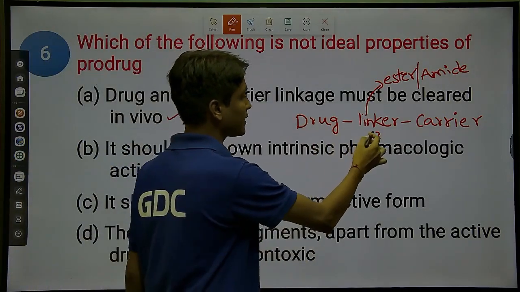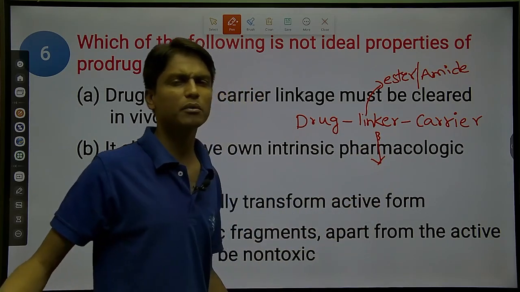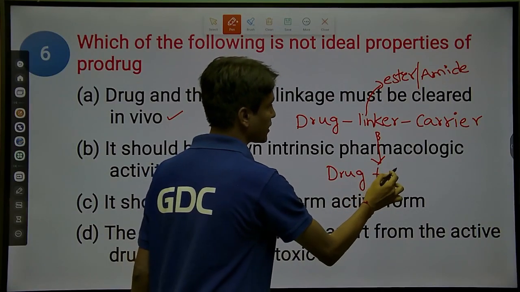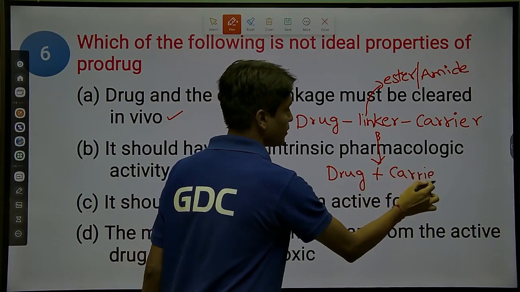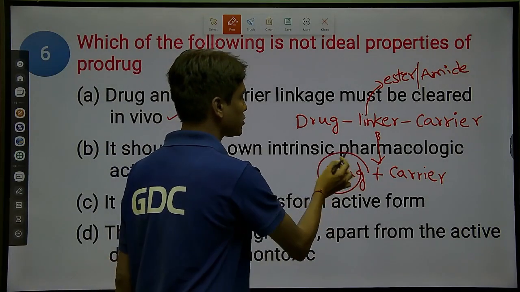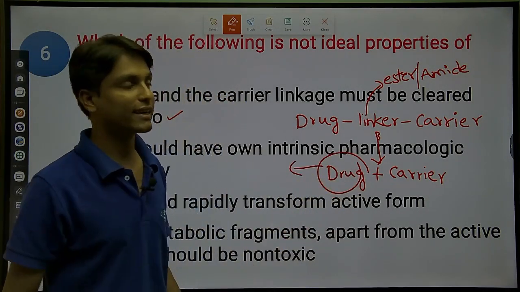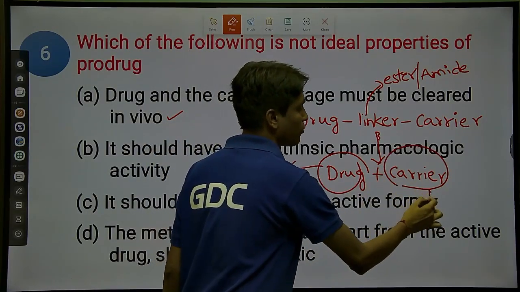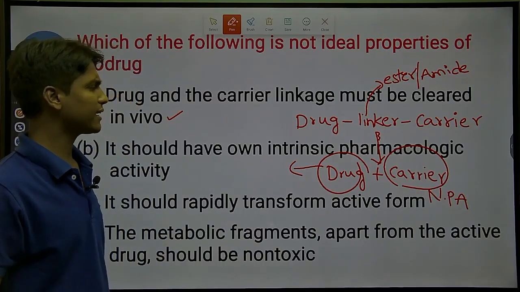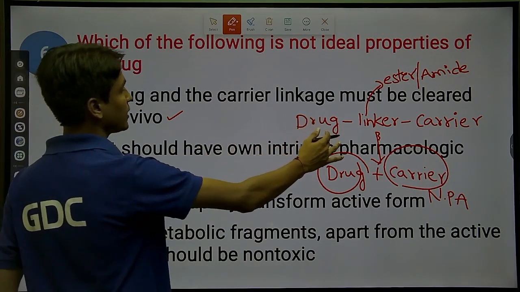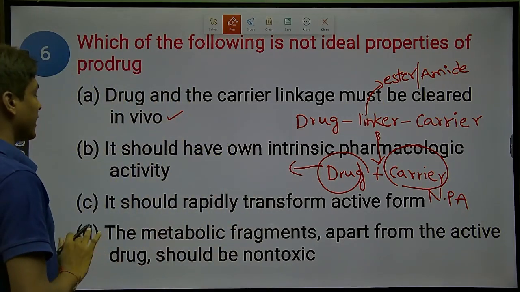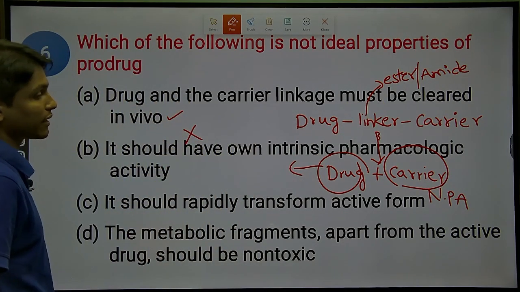Once the prodrug enters the body, it can be metabolized into the drug and carrier. So the drug will show the pharmacological activity, but the carrier has no pharmacological activity. Getting it? So the prodrug as it is does not have pharmacological activity. Hence the statement is not an ideal property.